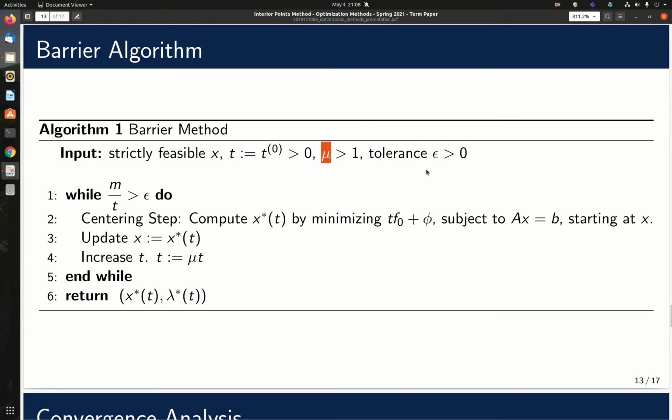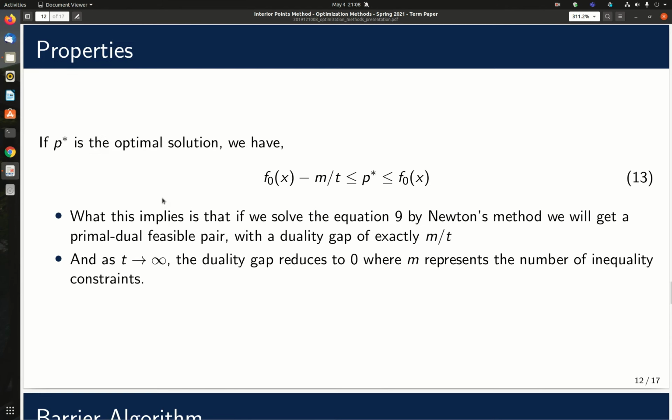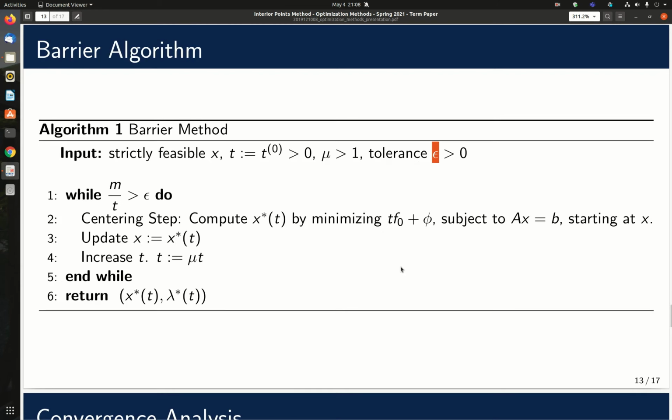This tolerance is basically how small you want the term m by t to be. As we've seen here, how small we want the gap between the primal and dual solutions to be. So you first compute x star of t by minimizing that function. We saw that we wanted to minimize this function.